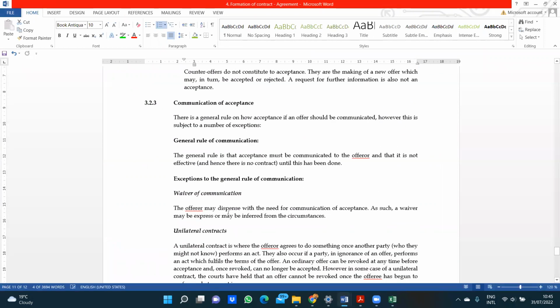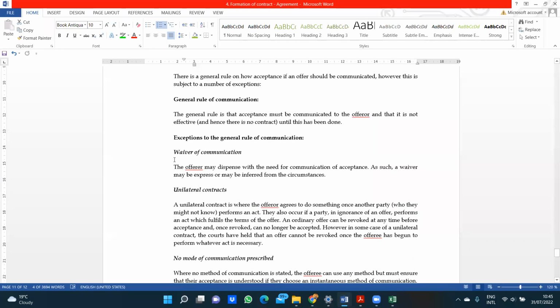Now communication of acceptance. Okay. There is a general rule on how acceptance of the offer should be communicated. However, there are a number of exceptions. The general rule is that acceptance must be communicated to the offerer. It is not effective until this has been done. The contract is not effective until the communication has been received by the offerer.